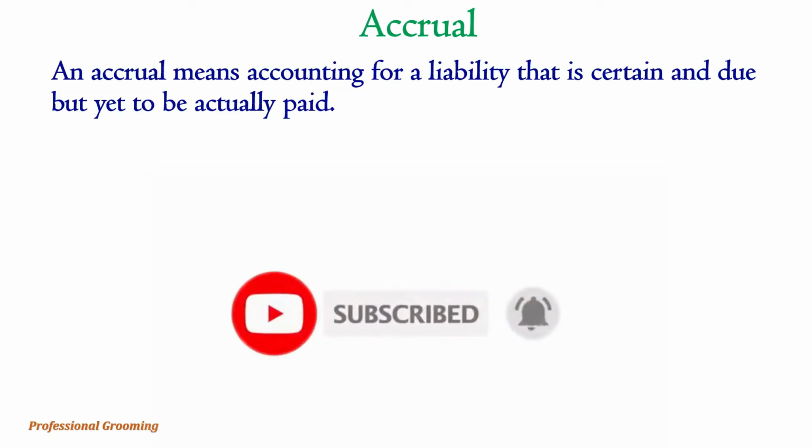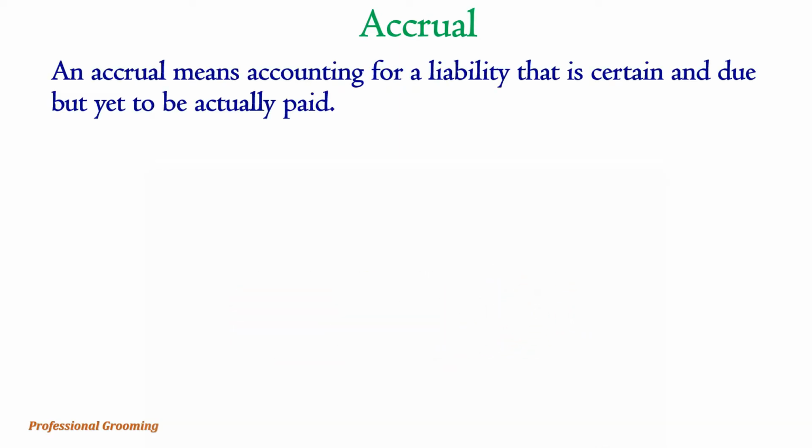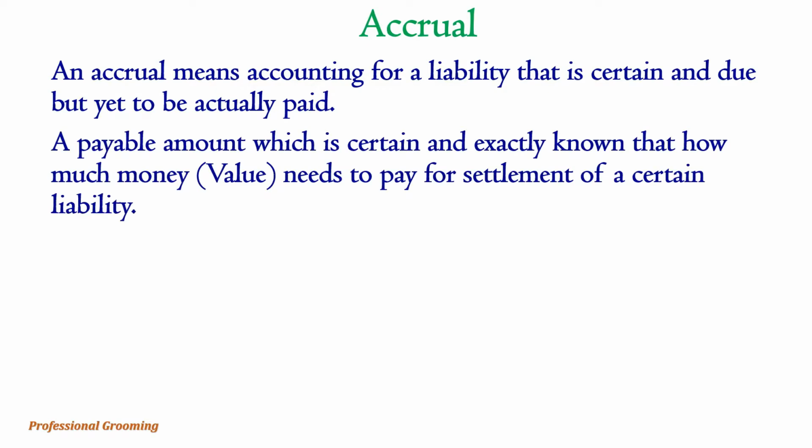An accrual means accounting for a liability that is certain and due but yet to be actually paid. A payable amount which is certain and exactly known, that is, how much money or value needs to be paid for settlement of a certain liability. Accrual is the amount that is certain and known. The value of the accrual is known.